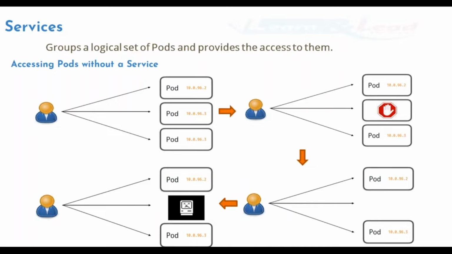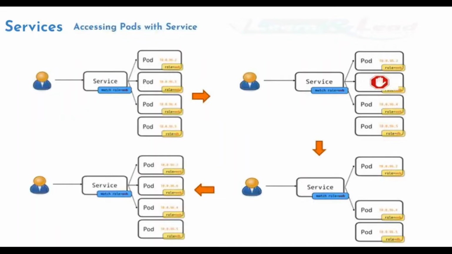Now, how exactly we should do it is that we should create a service for it. The service here acts as a load balancer in front of the pods. This service will send a request to all the pods in the backend that have a role called web. So I send a request to the service, and the service can forward the request to a number of pods in the backend. Now, what is the advantage here?